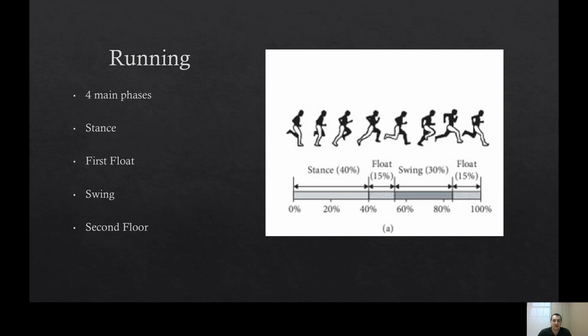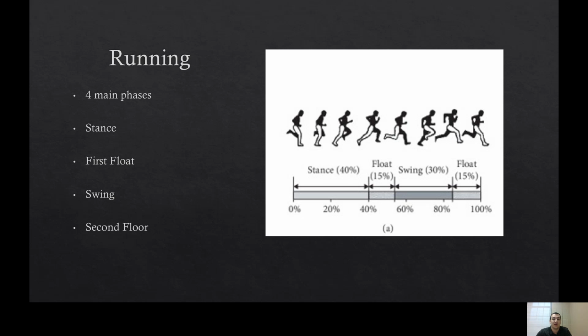Then you have the opposite heel strike to opposite toe off for the swing phase, which is about 30%. So it's a bigger phase as well. And then you have the second float, which is opposite toe off to heel strike, and it's about 15%. So both of the floats, you're barely floating. It doesn't take much time at all. But the stance phase and the swing phase are a lot longer.